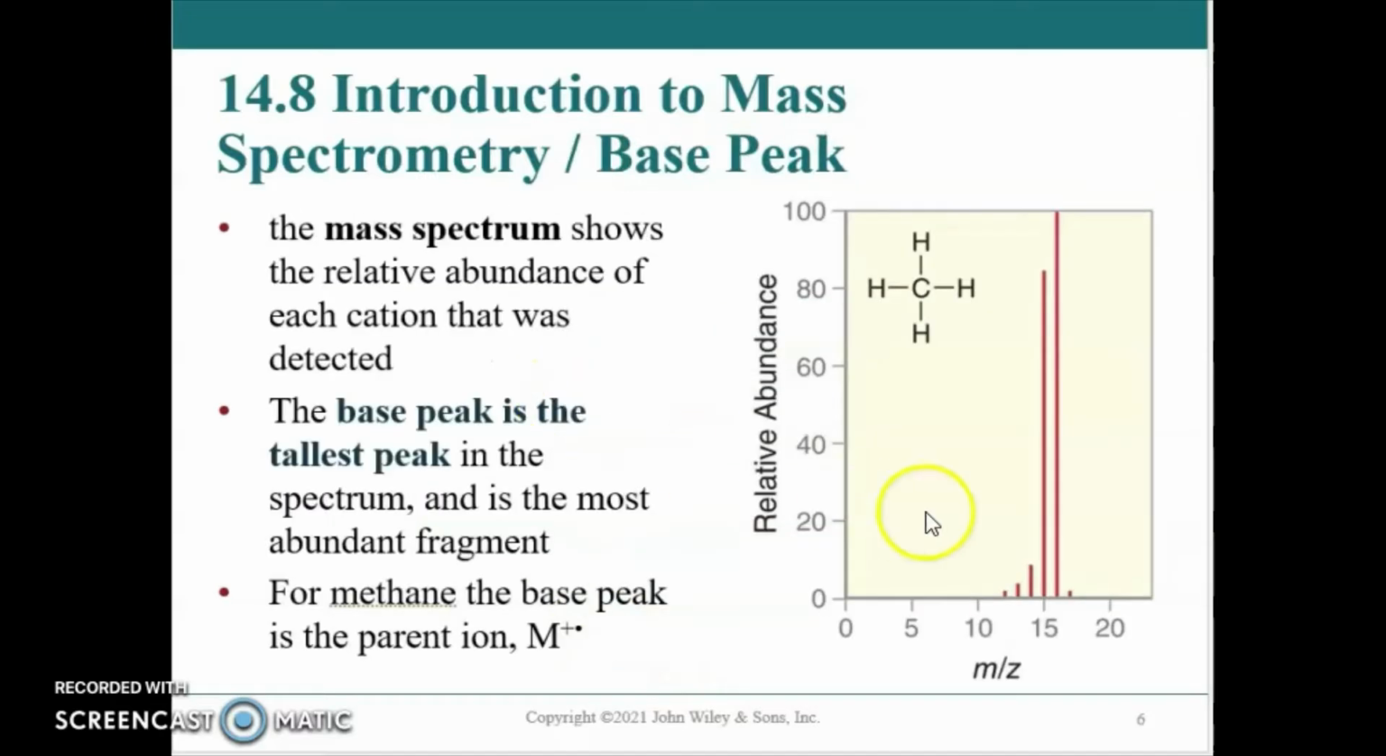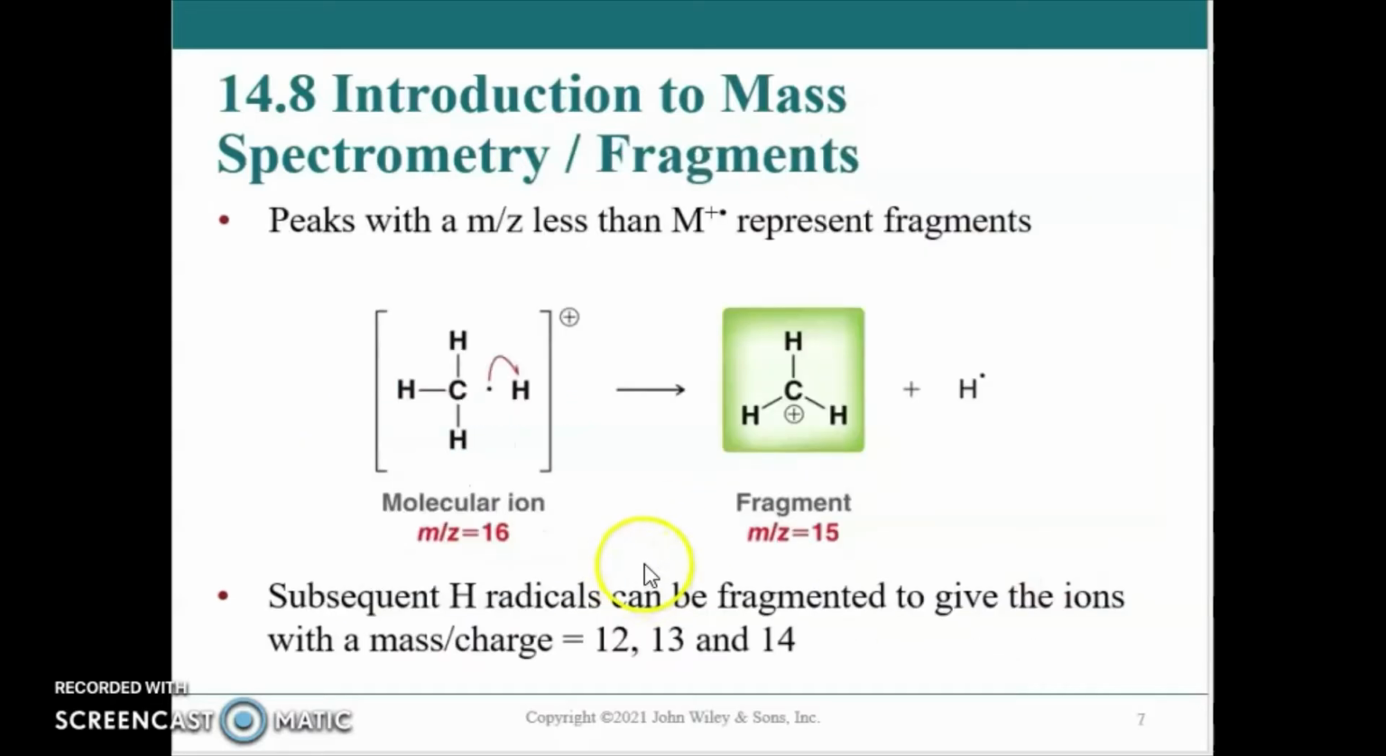Let me go back a slide, and you can see that. Here's the molecular ion at 16. Loss of a radical hydrogen takes us to 15. Loss of another radical proton takes us to 14, 13, and 12. And then there are no other ions possible in the case of methane.